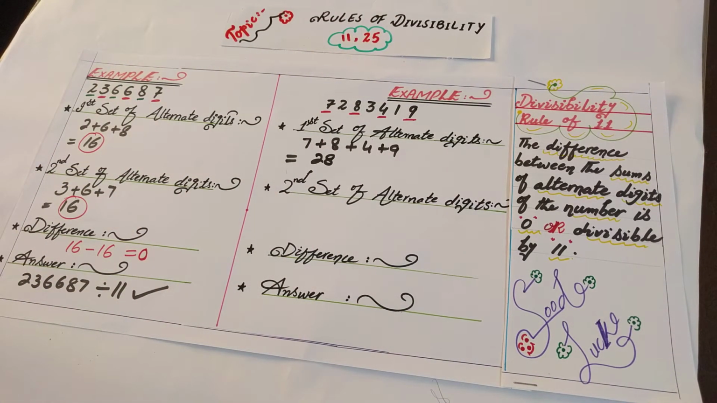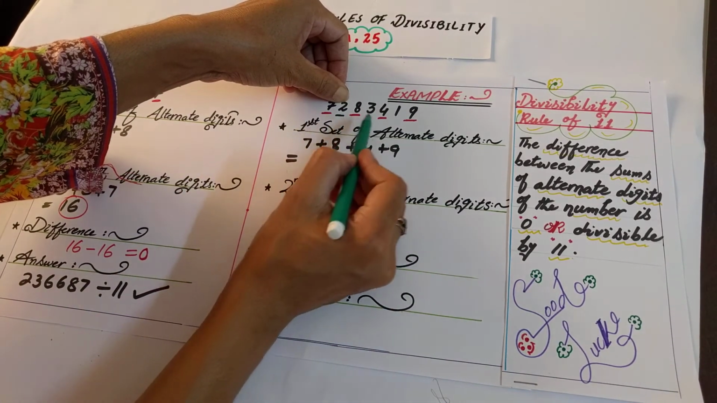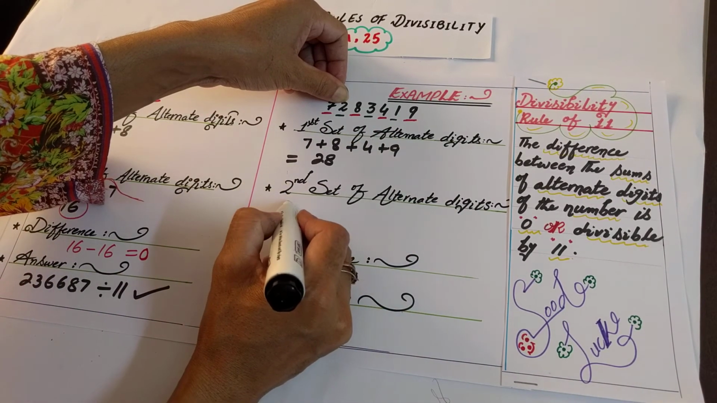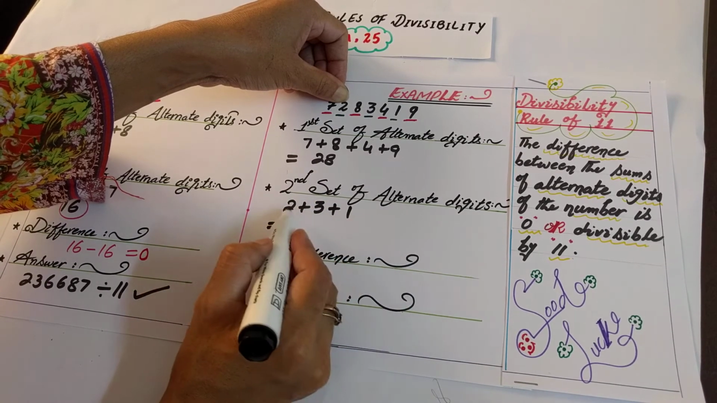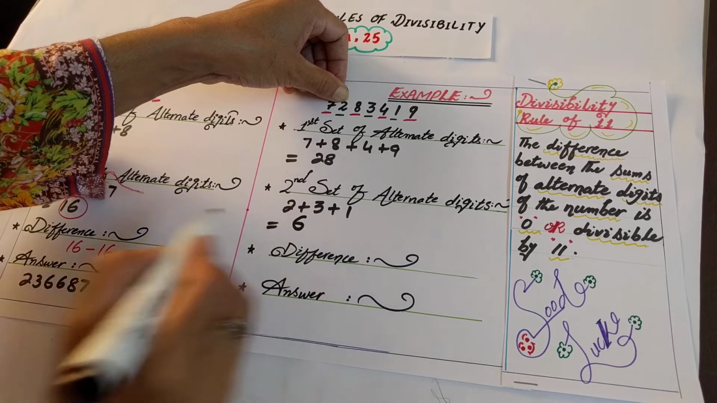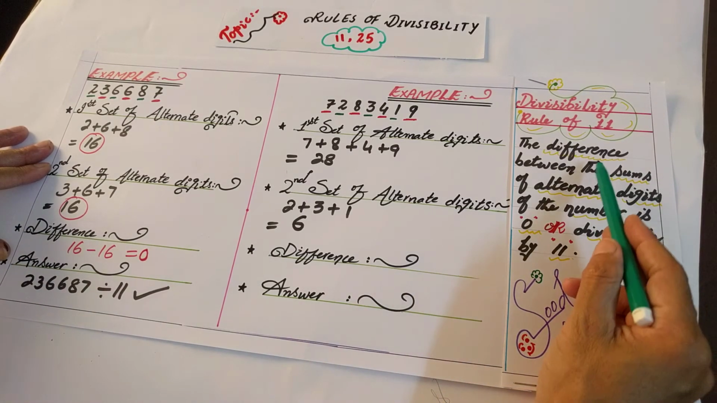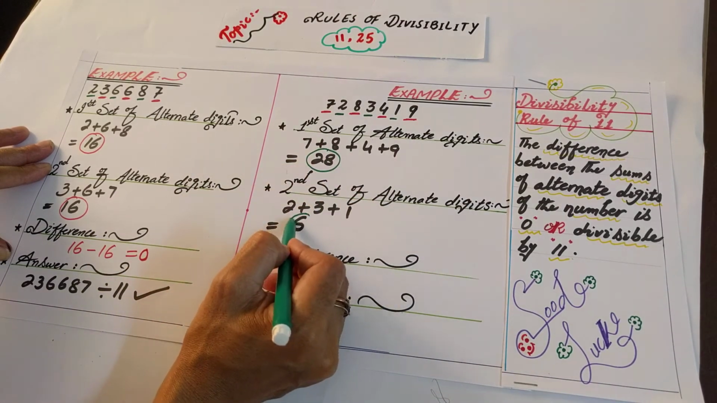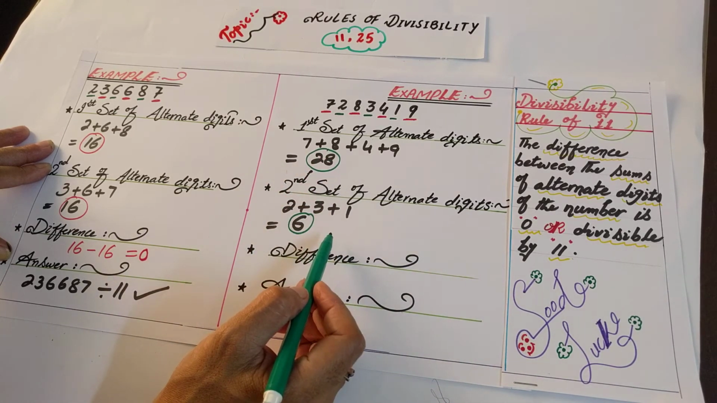Now we will take the second set. The second set of alternate digits means the left digits 2, 3 and 1. Find the sum. 2 plus 3 plus 1. 3 plus 2 is 5. 5 plus 1 is equal to 6. So the answer is 6. Next step is to find the difference. Our first answer is 28, the second answer is 6. Find the difference of these two groups of alternate digits.